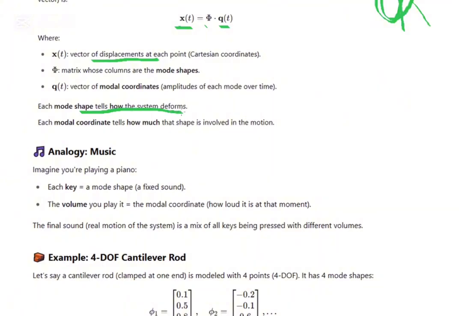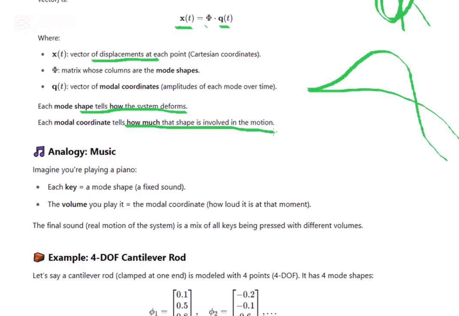Mode shape tells us how the system deforms. Mode shape will tell that it's a fixed shape. This is the first mode, this is the second mode, like that. These mode shapes are fixed shapes, but the modal coordinate tells how much of that shape is involved in that motion. You can imagine it like music: each key has a fixed sound, and the volume at which you play it is the modal coordinate, how loud it is at that moment. The final sound, the real motion of the system, is a mix of all the keys being played at different volumes.